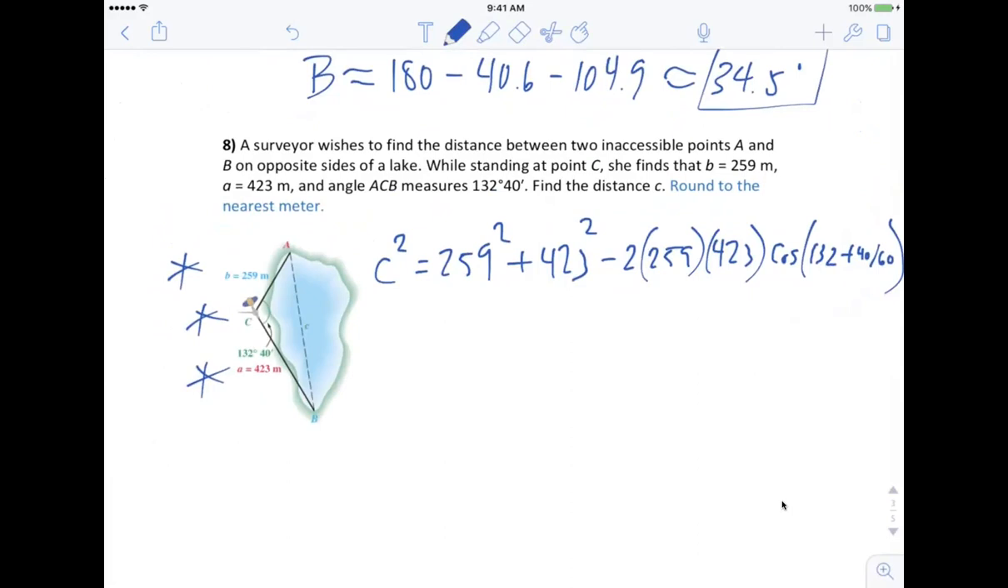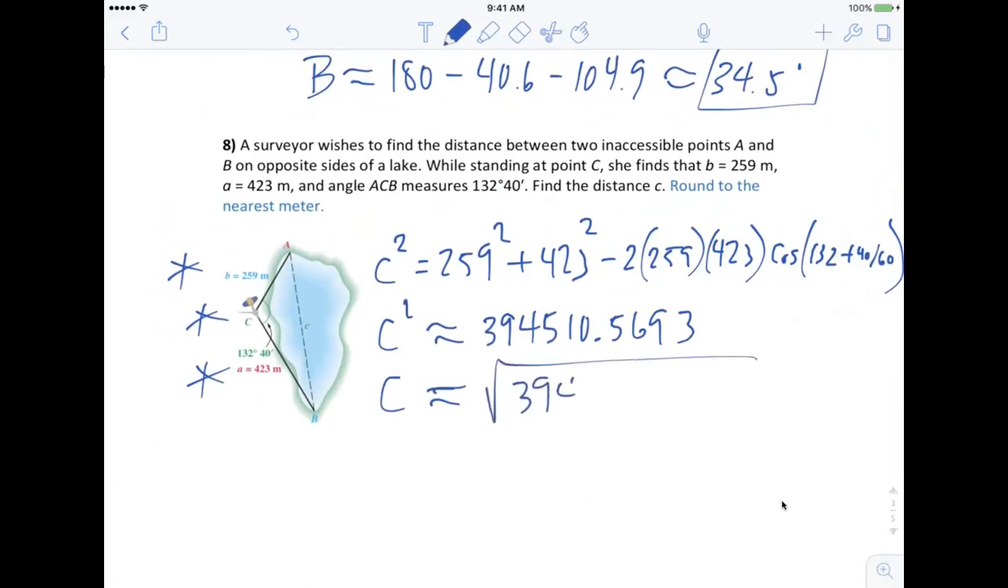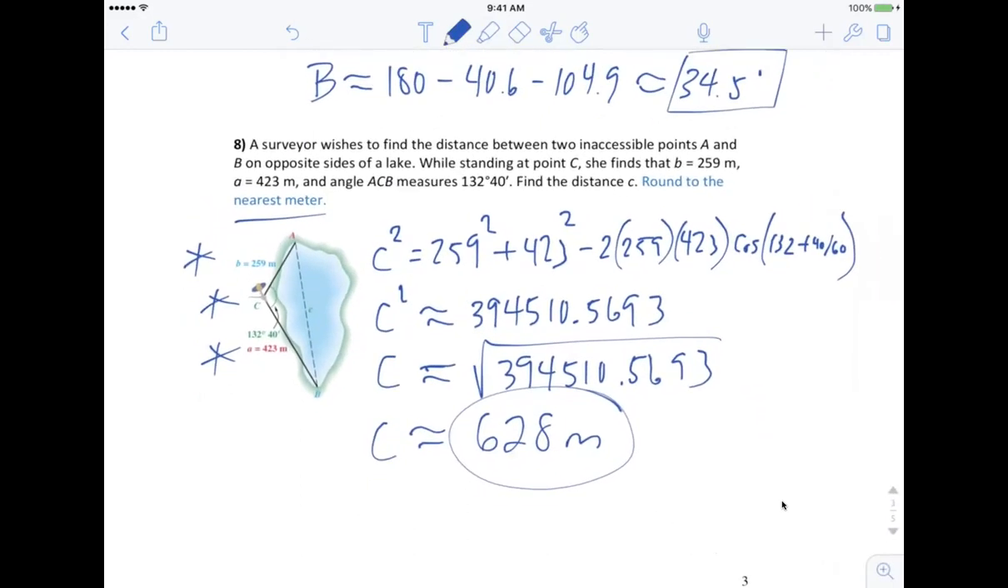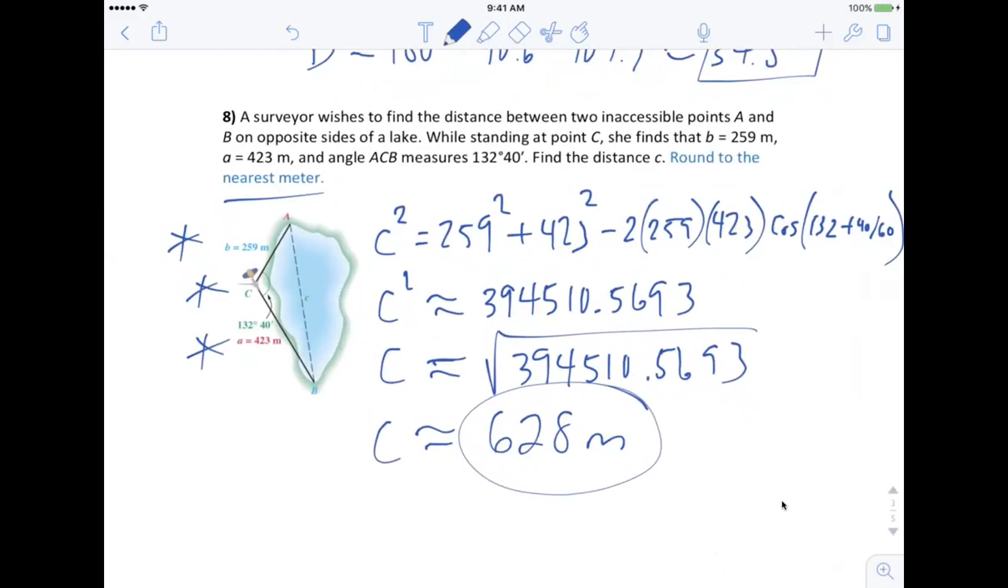Okay. Calculate that. All of this is 394,510.5693. And then take the square root of that for your final answer. So I could just square root all of that. And it says round to the nearest meter. I'm getting 628 meters. And that's all I got to do on this one because I don't have to solve the entire triangle. I just needed that C, which I got.